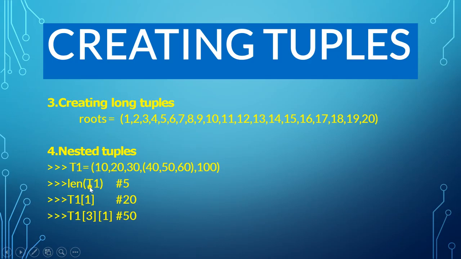When you calculate the length of T1, it will give you the value 5. When you want to access the element T1 at index 1, it will give you the result 20, because here also the index starts from 0, 1, 2, then 3, then 4. Now again T1, 3, 1. So this is 0, 1, 2, 3. This is your tuple 3, and then you have to access the element 1. This 40 is at index 0, this 50 is at index 1. So it will give you the result 50.